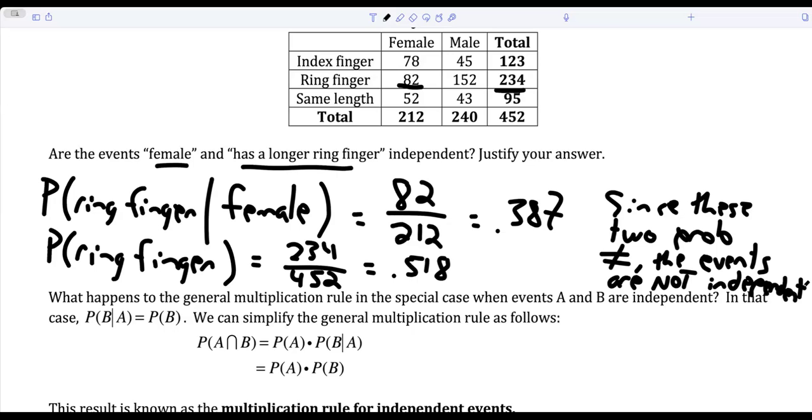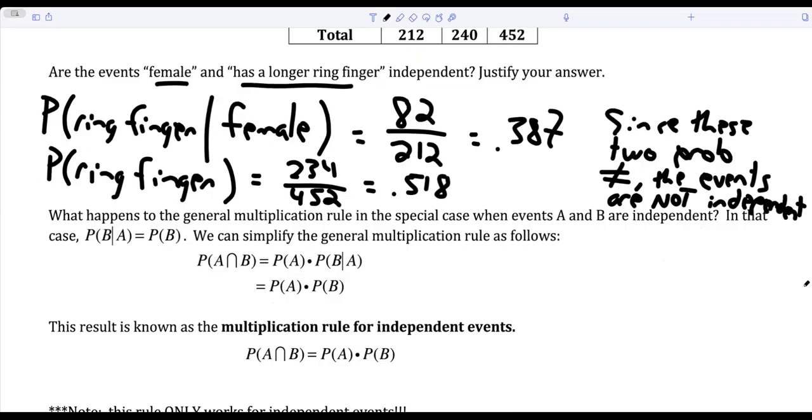Do they have to be exactly equal, or can it just be close? They have to be exactly equal. Otherwise, they're not independent, because the first probability is affecting the second probability.